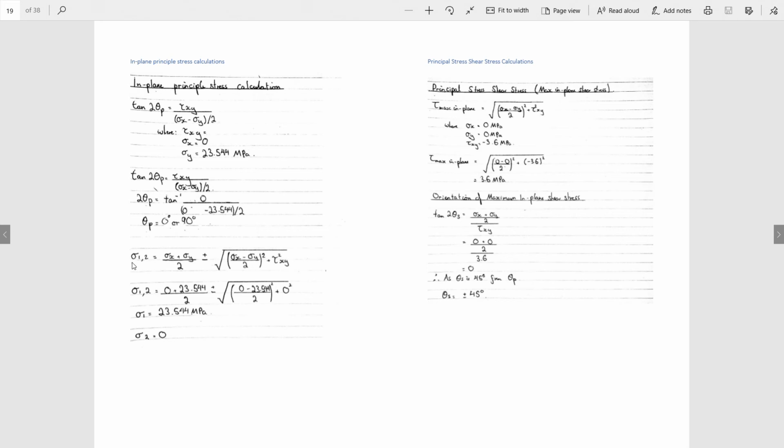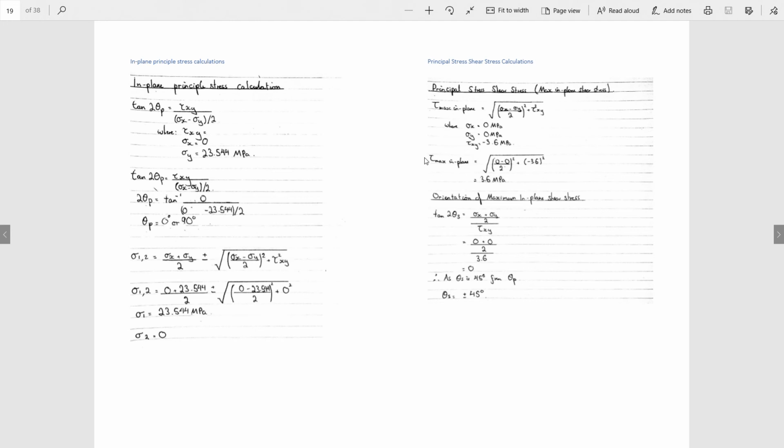And then plug in our values at the end here for our in-plane principal stress. We've already worked out our max orientation between 0 and 90, and then fired that out. Stress 1, 23.544 and 0.